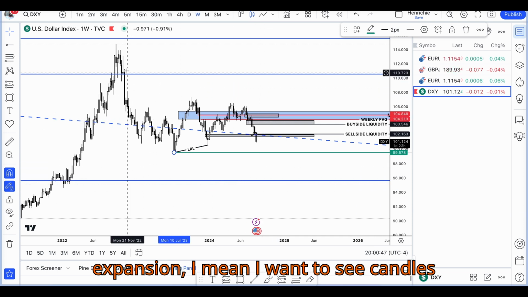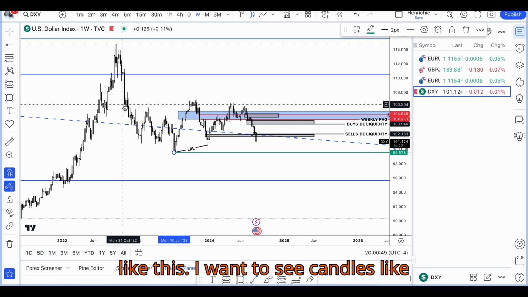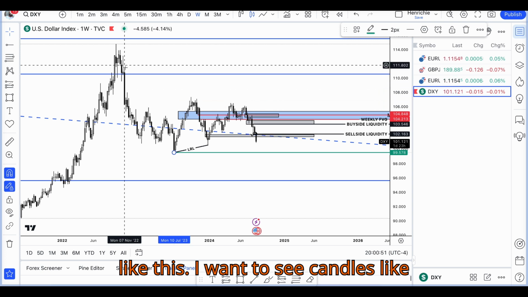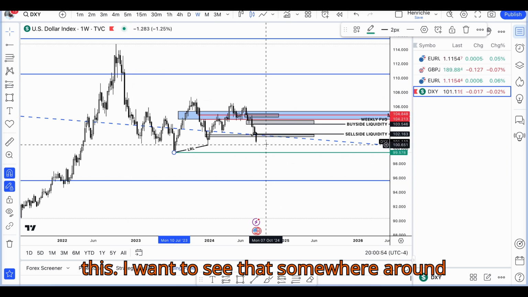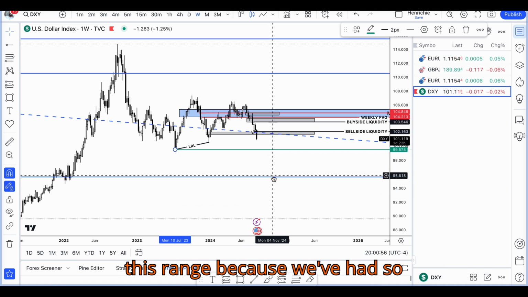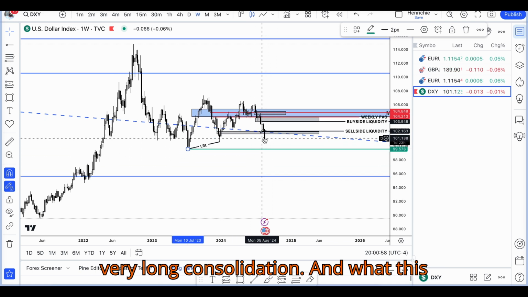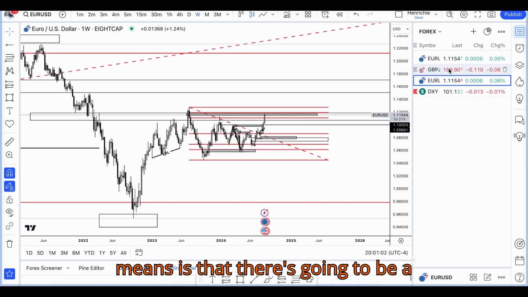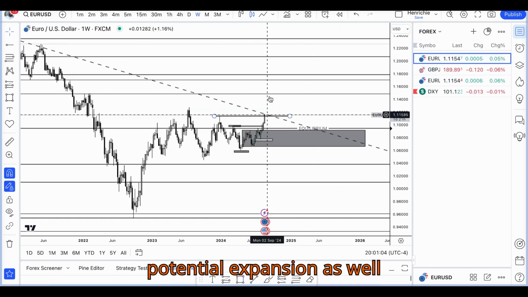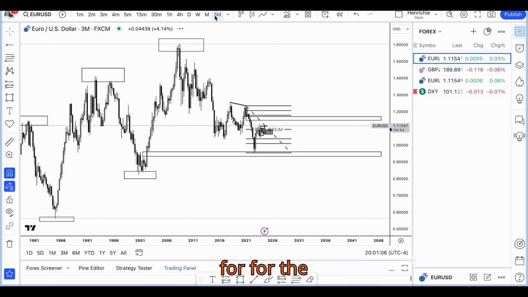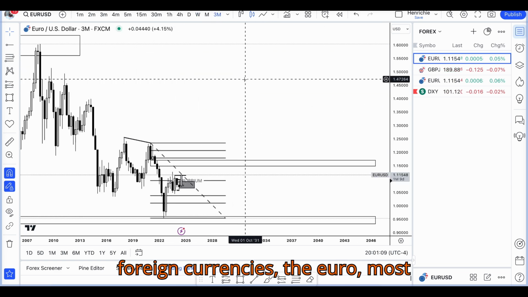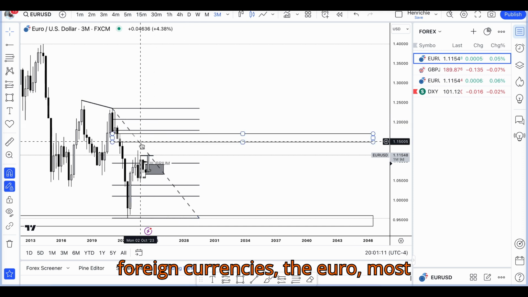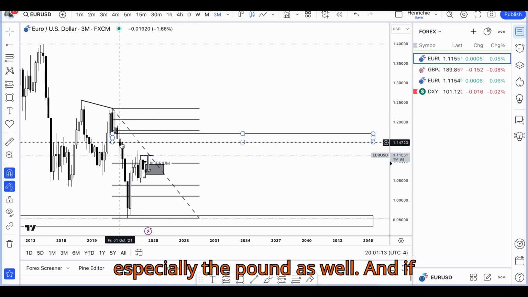When I say an expansion, I mean I want to see candles like this. I want to see candles like this. I want to see that somewhere around this range, because we've had a very long consolidation. And what this means is that there's going to be a potential expansion as well for the foreign currencies, the euro, most especially the pound as well.